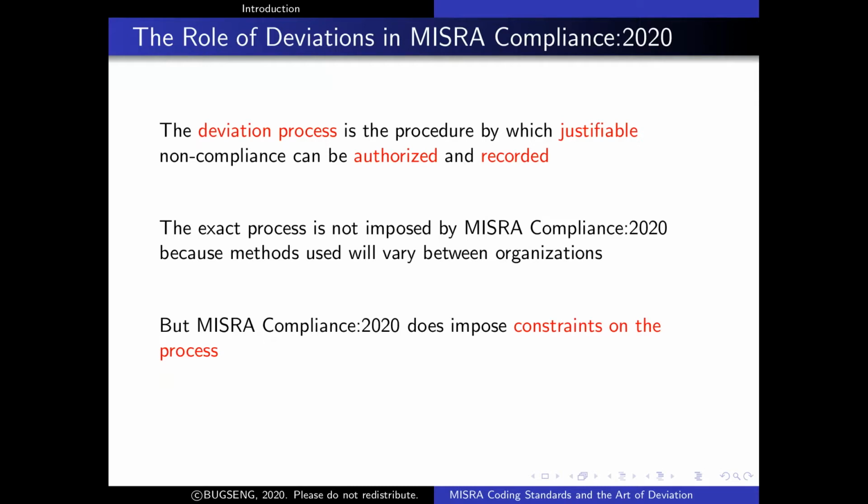The deviation process is a procedure by which justifiable non-compliance can be authorized and recorded. The exact process is not imposed in detail by MISRA Compliance 2020 because there are several factors that are left to the judgment and to the peculiarities of each organization. However, MISRA Compliance 2020 does impose constraints on the process.